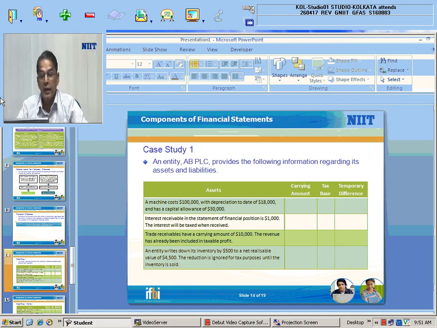Trade receivables have a carrying amount of 10,000. This revenue has already been included in the taxable profit. So when you arrive at the calculation of taxable profit, this is to be recognized as income. The tax law allows this income to be recognized on accrual basis. So the carrying amount in the balance sheet is 10,000, the tax base is also 10,000, so there is no temporary difference in respect of this asset.